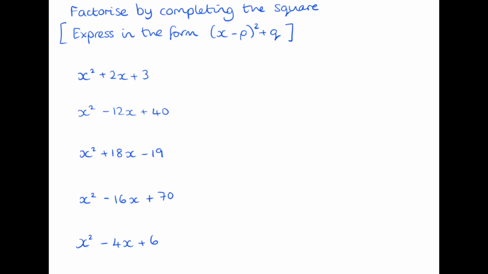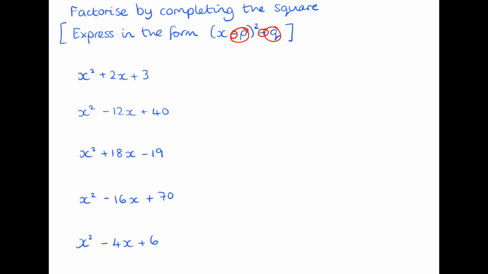All right, so factorise by completing the square, and another way of phrasing that is express in the form (x minus p) squared plus q. In other words, you're finding what goes here and what goes here. That is not necessarily a minus, and that is not necessarily a plus, but that doesn't matter. That just means that your answer should be in that shape where you've got a squared bracket and then something added or subtracted at the end.